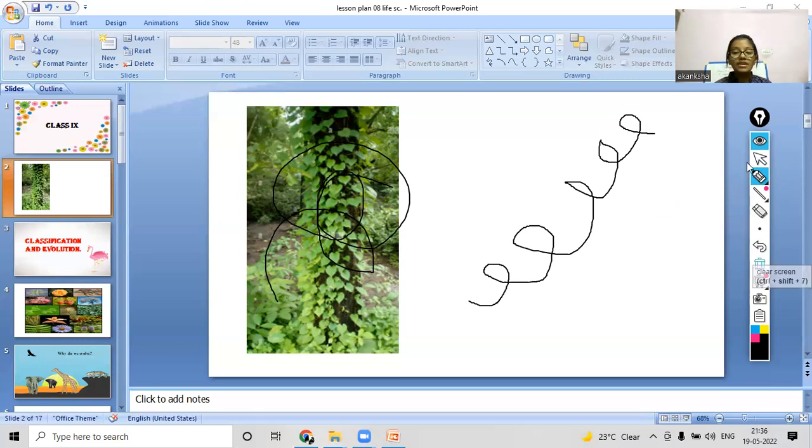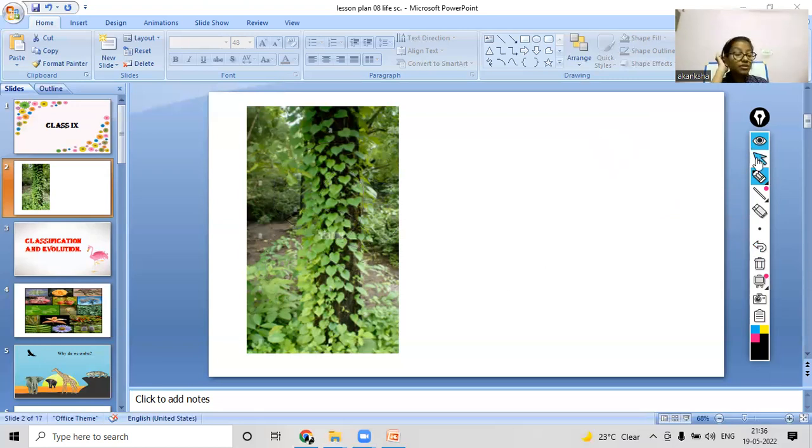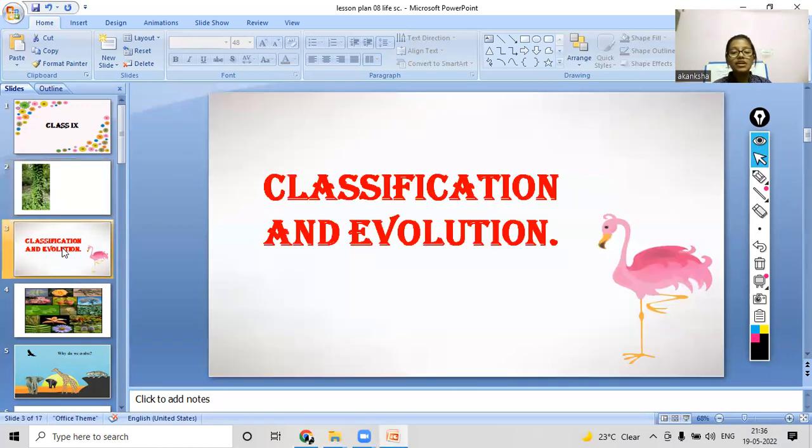So now we will see. The topic that we are about to study is classification and evolution. This is the topic that we are going to study, how organisms are classified on the basis of the evolution that took place in them.